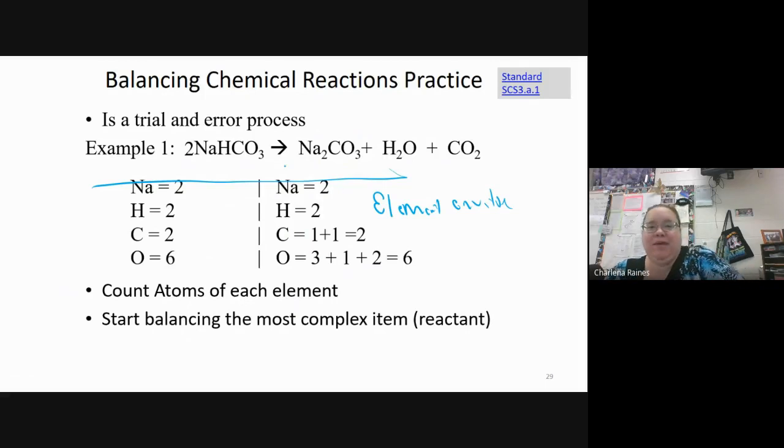Now, remember when you're done balancing that if there's not a number in front of there, it's an understood 1. So on my product side, since we didn't have to change anything over there, in front of each of the products, I've got a 1 as a coefficient.